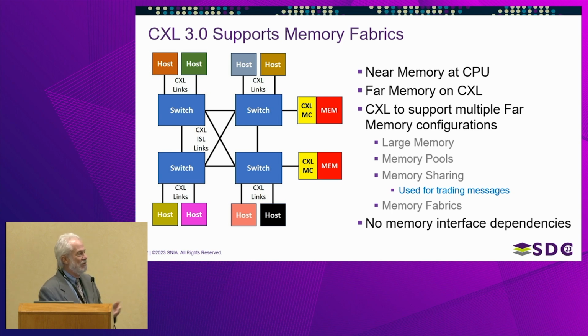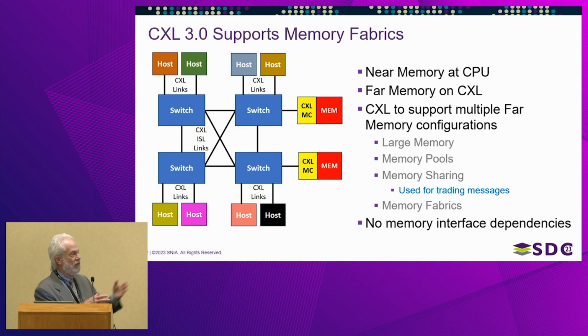So I mentioned the near memory at the CPU. When you build a server, you are always going to have DRAM right next to the CPU, and it's going to be attached by a DDR interface. Then there's your extended memory, your slower memory, which is called far memory, which is going to be communicated with via CXL.